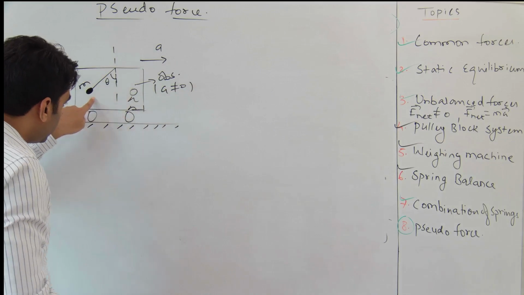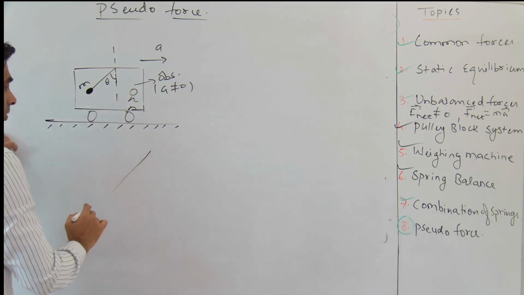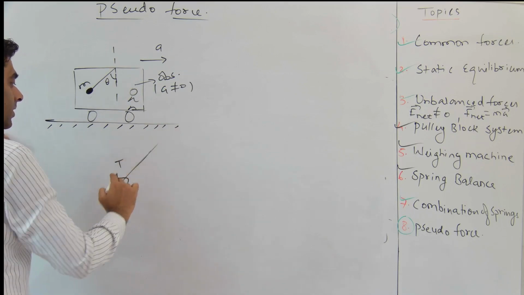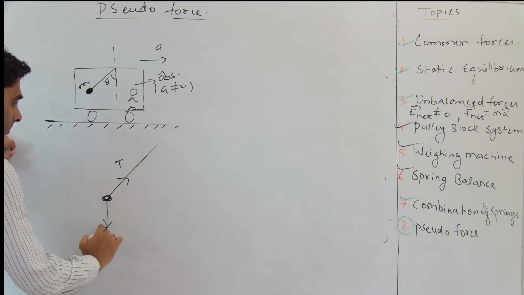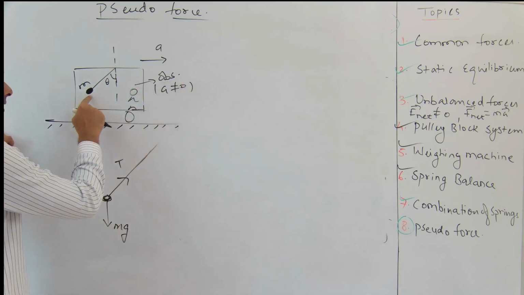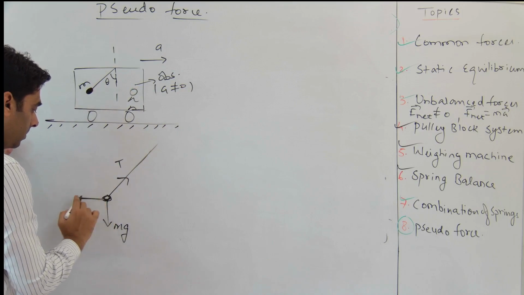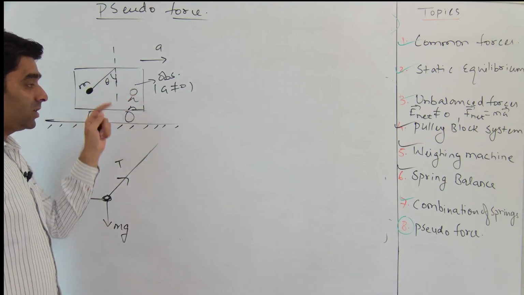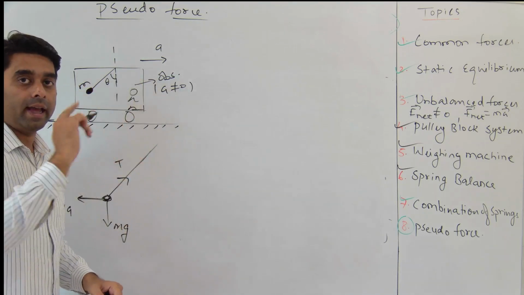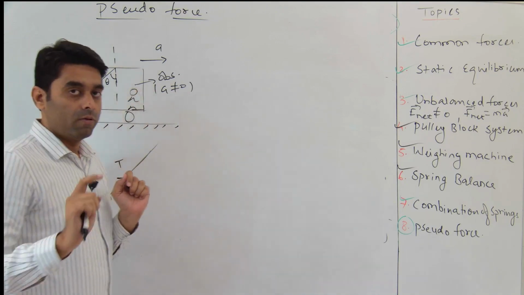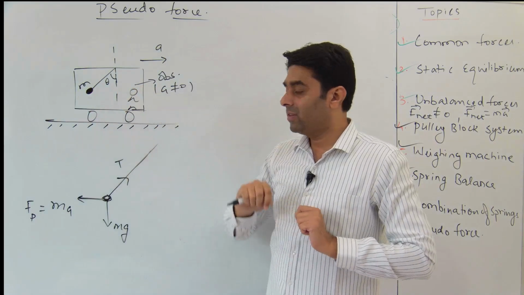When this observer looks at the bob, what forces will appear for him? First of all, tension will be there along the length of the string, mg will be acting downward, and also, because this observer is accelerating, when he looks at the bob, ma in the backward direction will act. This ma is the pseudo force. Now with respect to this observer, the bob is hanging at an angle theta. That means with respect to this observer, the bob is in static equilibrium.